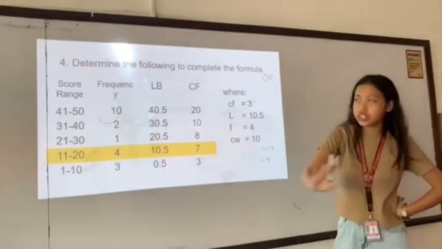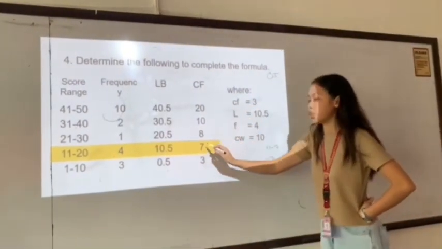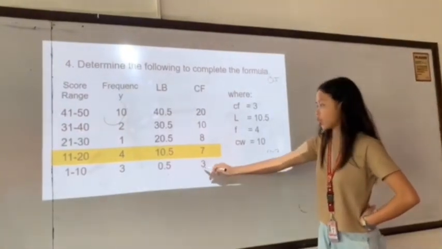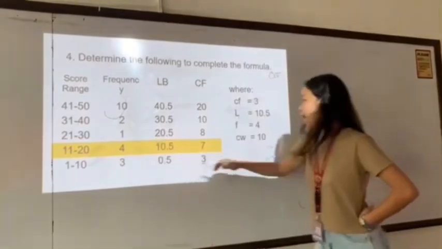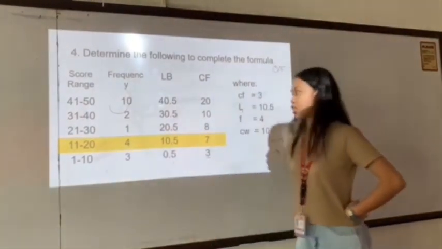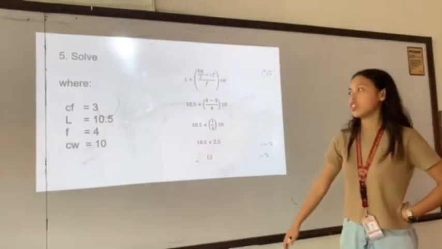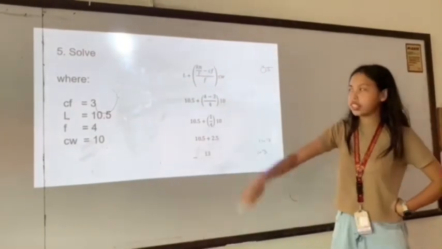As you can remember, to get the cumulative frequency, you should use the lower cumulative frequency. So you should get 3. The lower boundary is 10.5, the frequency is 4, and the class width is 10. Next is to solve. You just have to put in everything that you have gathered and solve it.